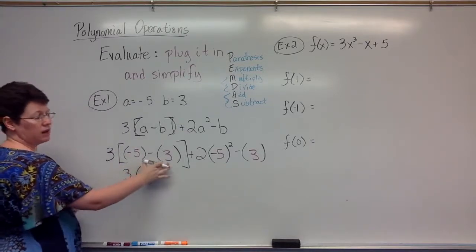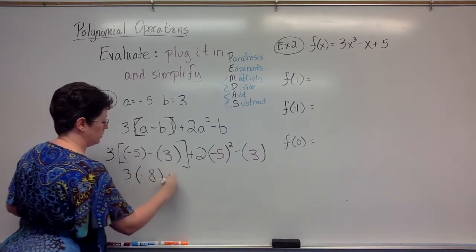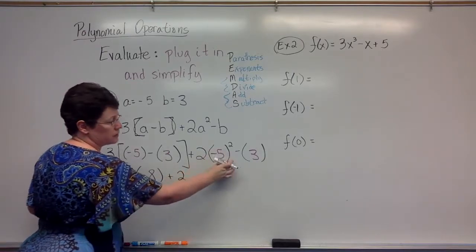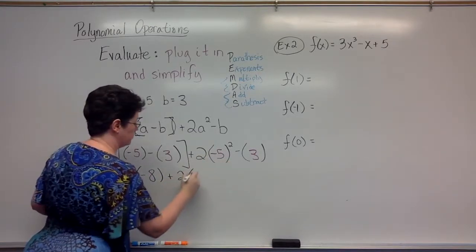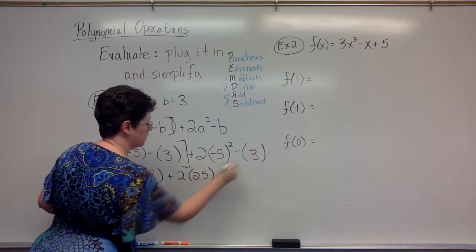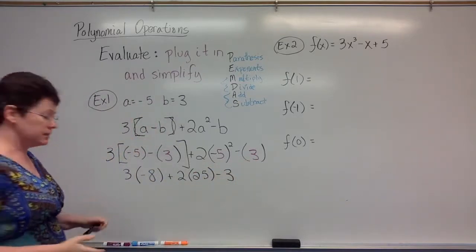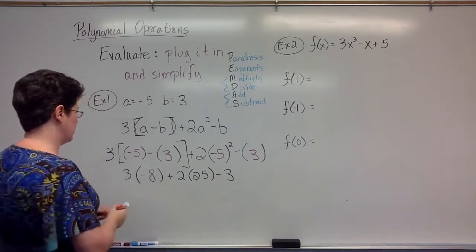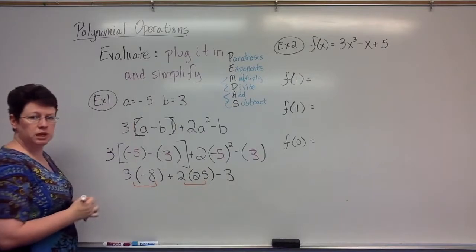Okay, so what is -5 minus 3? That's -8. Okay, and I have plus 2. This is a -5 squared. What is -5 squared? 25. Okay, and then I have a -3 at the end. Now, I see some multiplication that needs to be taken care of before I can do my add subtract. I have 2 sets of multiplications.